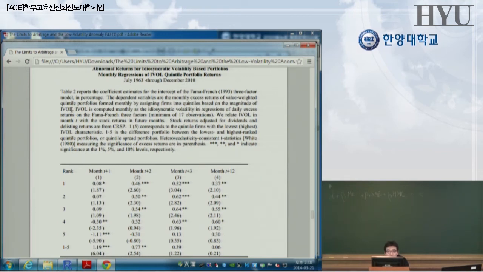Eyeball is a measure of variability. So every month we measure eyeball for each stock and then sort, and each stock is assigned to one of 5 groups: top 20%, next 20%, and so on to the bottom 20%, 5 quintile groups. And how do we calculate the eyeball variability? Eyeball is computed monthly as the idiosyncratic volatility in the regression of daily excess return on the Fama French 3 factors, with a minimum of at least 17 observations. So we calculate eyeball based on monthly data, with the same model for each one.